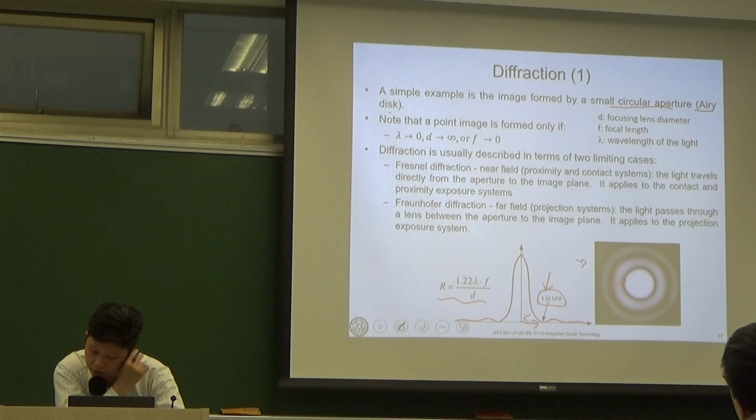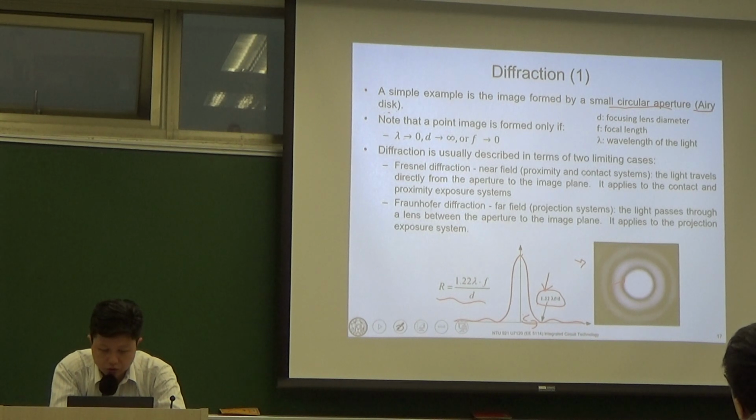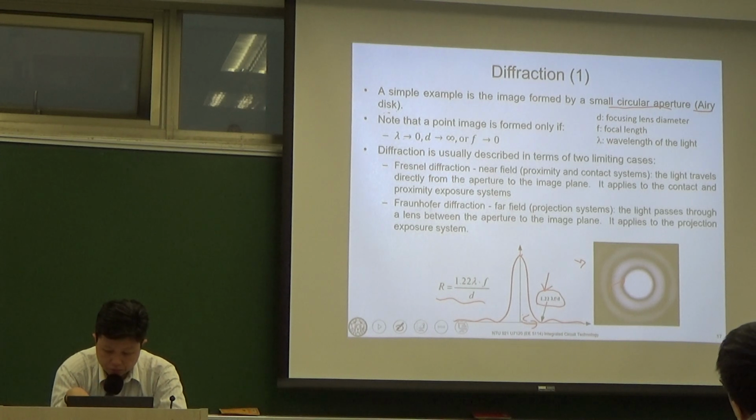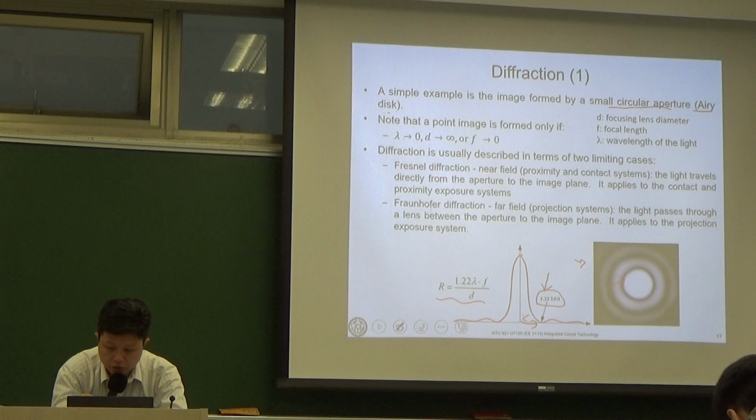I think that's the basics we learned from physics in your freshman year. I believe you learned this, or in high school you have learned this. So we will use this kind of pattern to explain the resolutions later. This kind of diffraction usually has two limiting cases. The first one is the Fresnel diffraction, and the second one is the Fraunhofer diffraction.